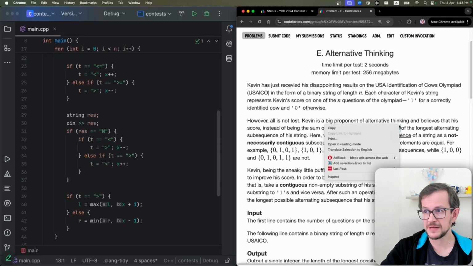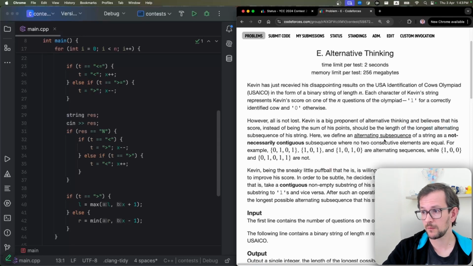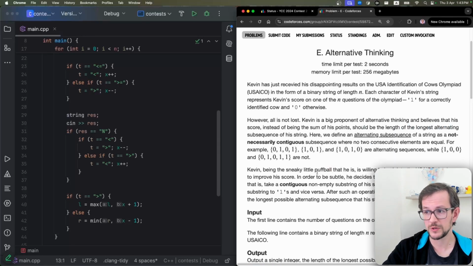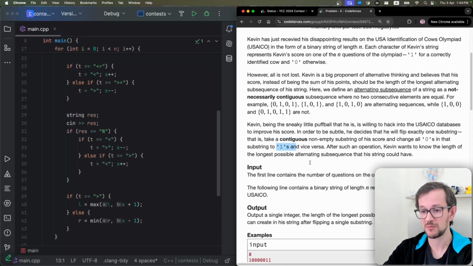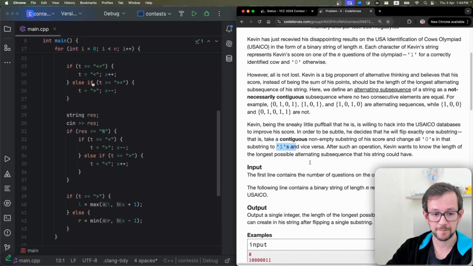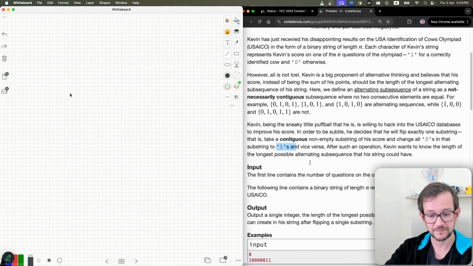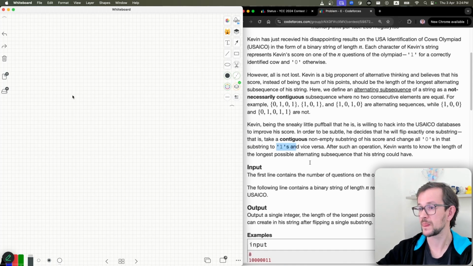Okay, problem E is actually a clever problem. What we need to do in problem E is look for an alternating subsequence, and we can flip a continuous substring to maximize the length of the alternating subsequence. A lot of stuff is happening in the problem statement, so let's write something down.